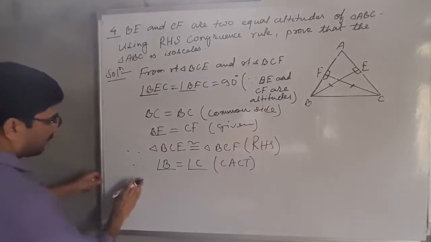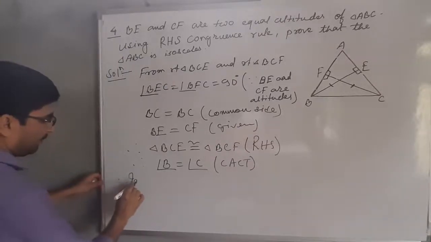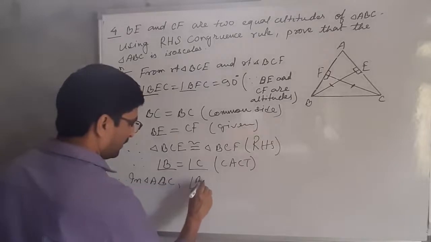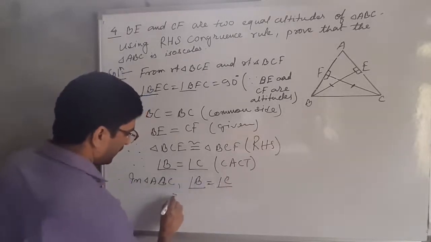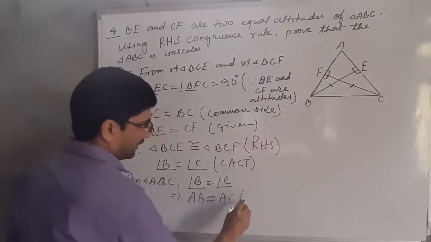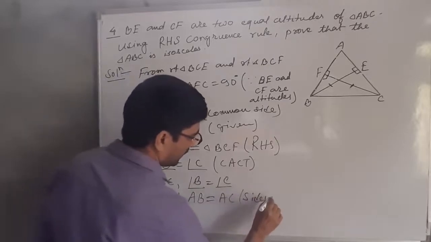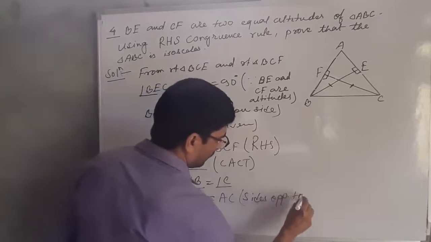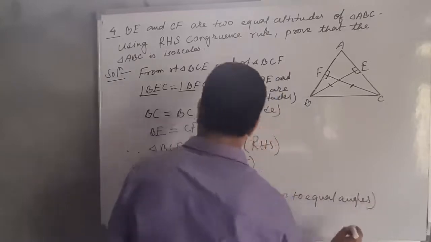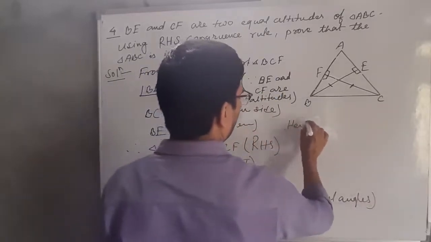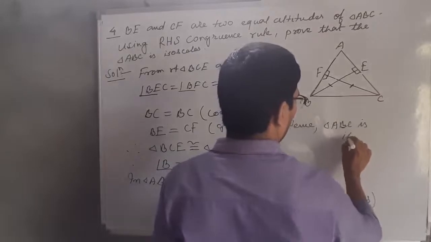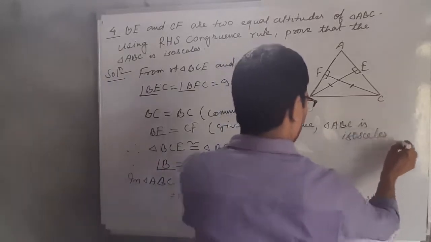Therefore in triangle ABC, angle B equal to angle C. Angle B equal to angle C implies AB equal to AC, sides opposite to equal angles. Hence triangle ABC is isosceles.